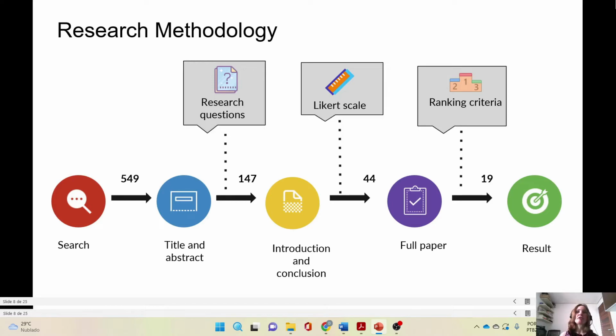To this end, we have defined research questions, and along with these research questions, we have defined a search string to use. We have defined also libraries to search. And among the papers we have selected, we have read title and abstract in the first phase, then the introduction and conclusion, and finally the full paper. We have also defined some criteria to select our papers based on a Likert scale and based on some ranking criteria.